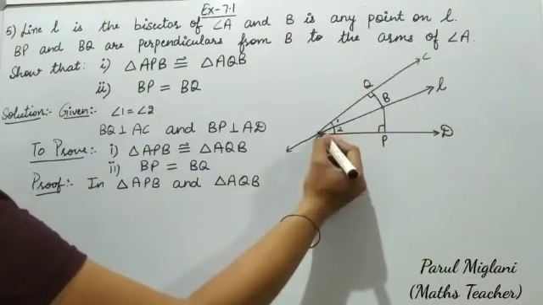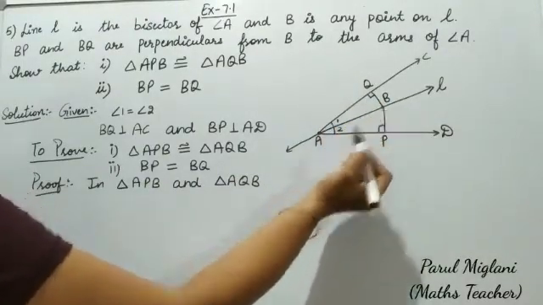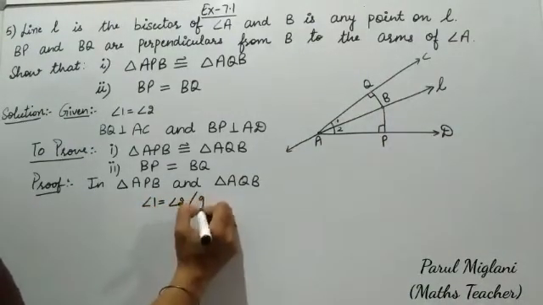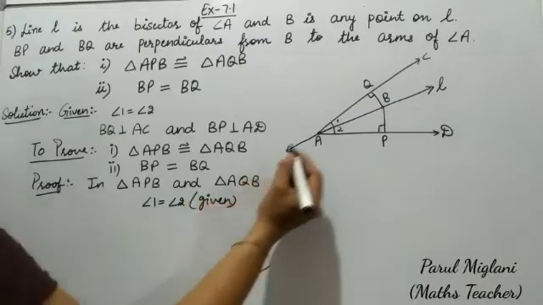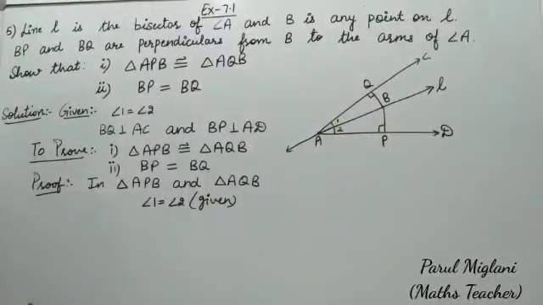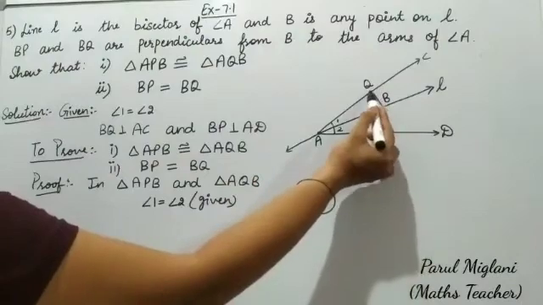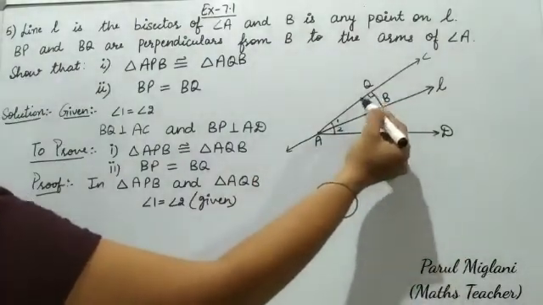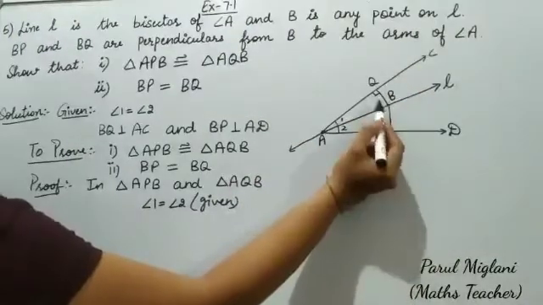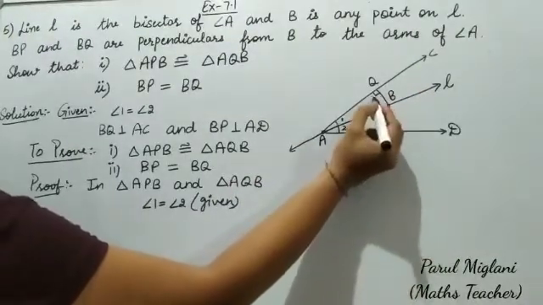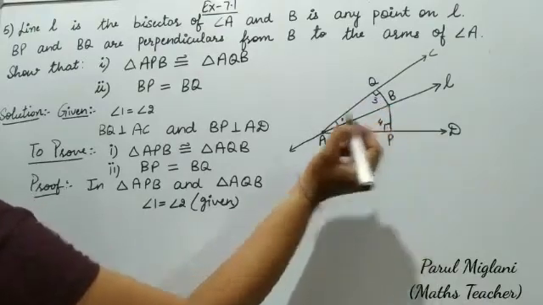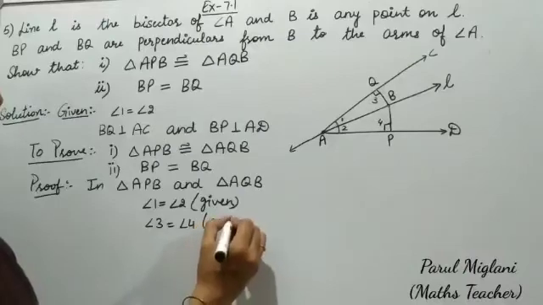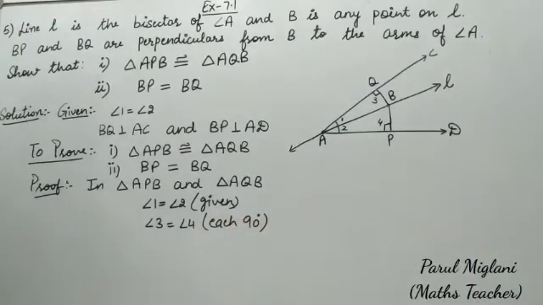In triangle APB and AQB, in these two triangles, angle 1 is equal to angle 2 given because L is bisector of angle A. And BP is perpendicular on AD and BQ is perpendicular on AC. These two angles are equal. Let this angle be 3 and 4. It means angle 3 is equal to angle 4, each 90 degree.